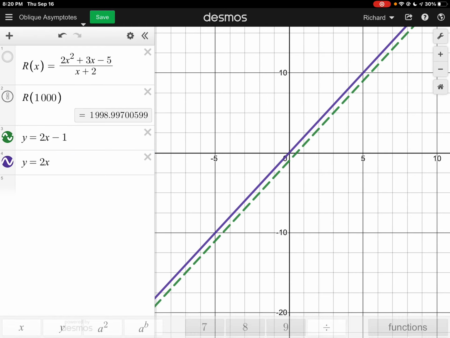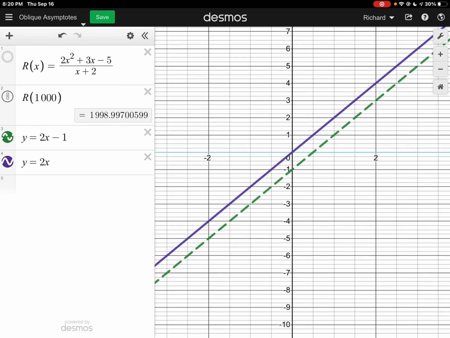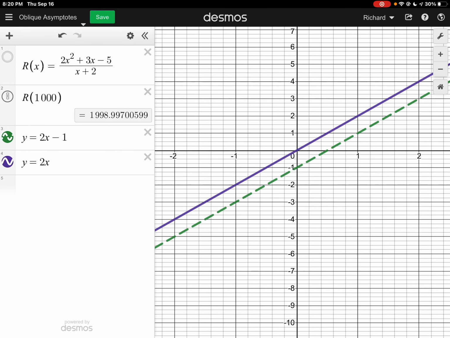Okay, so you can see locally, if I zoom in, you can see very clearly that those are separate lines. The purple line is 2x and the green line is 2x minus 1. So locally, very clearly, they're different graphs.